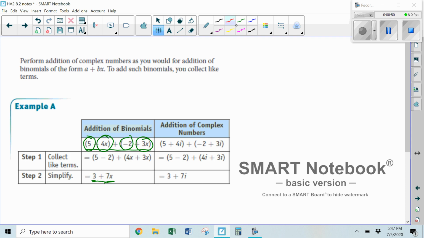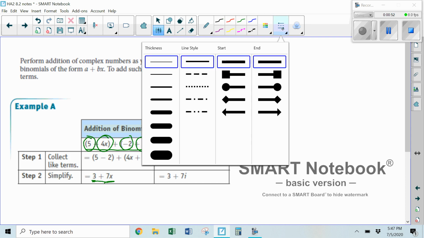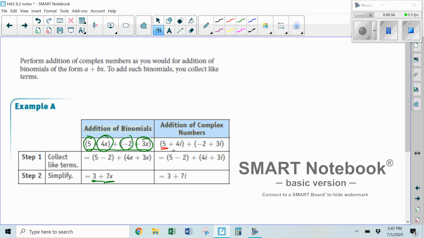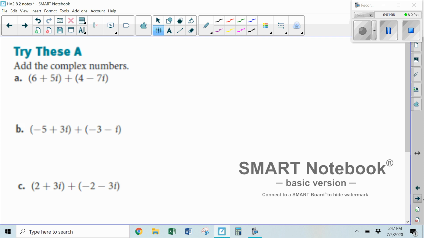Okay, it's not much different over here with complex numbers. I have a 5 and a -2. That makes 3. I have a 4i and a 3i, which makes 7i. So adding is very similar. So go ahead and pause the video and try A, B, and C.